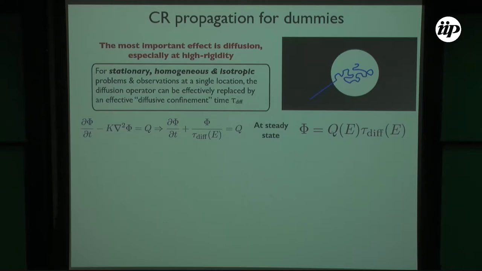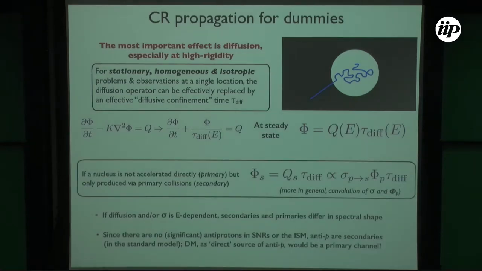And you can even prove mathematically that for a stationary, homogeneous, isotropic problem, where you only observe at a single location, you can basically replace your spatial diffusion equation with an equivalent effective confinement time, which at steady state can be solved algebraically. You have a simple equation that tells you that the flux of cosmic rays that you measure at the Earth is proportional to what you inject at the source times a diffusion time scale, which is in general dependent on energy, okay?